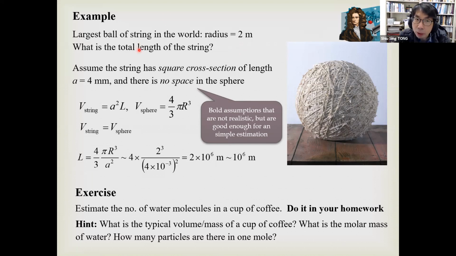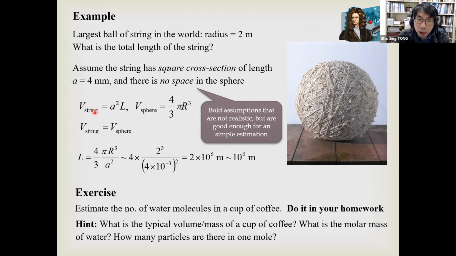So let's estimate the total length of the string that is required to make such a ball. Now, we make a bold and simple assumption. We simply assume that the string has a square cross-sectional area. Don't tell me that the string has a circular cross-sectional area. A circle and a square doesn't really matter, they do not differ a lot. And I assume that the side of the square is 4 millimeters, and there's no space between the string in the sphere. This is obviously not correct, you might be wrong by a factor of 2, something like that. But I just made this bold assumption for the sake of guessing.